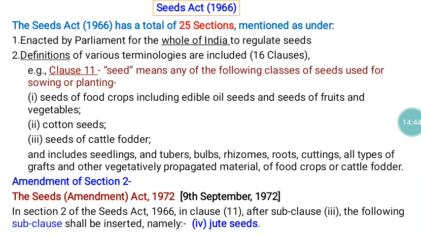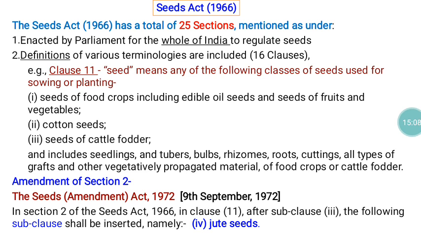In the year 1972, some changes were introduced based on our experience in the seed industry and based on the demands. They made some revisions. That also we are going to discuss today. You people should know that the Seed Act was passed in the Parliament in 1966. It consists of 25 sections.